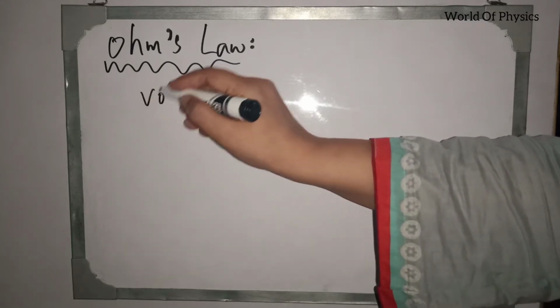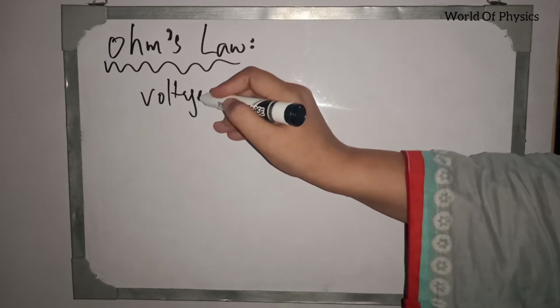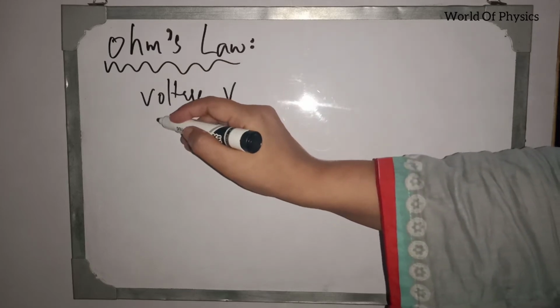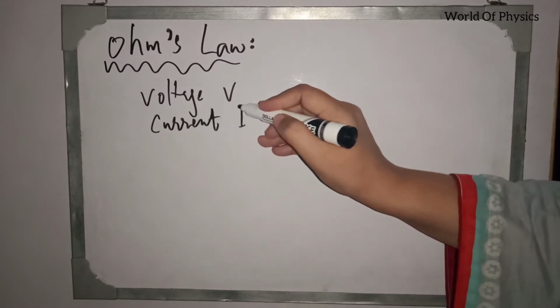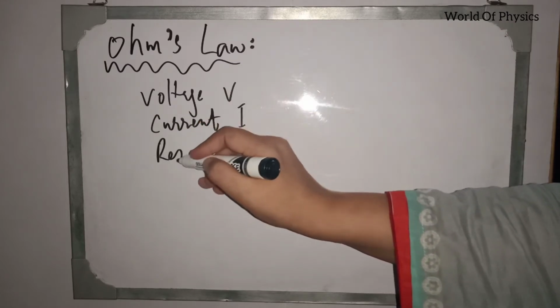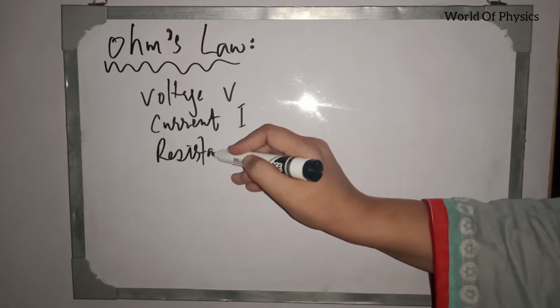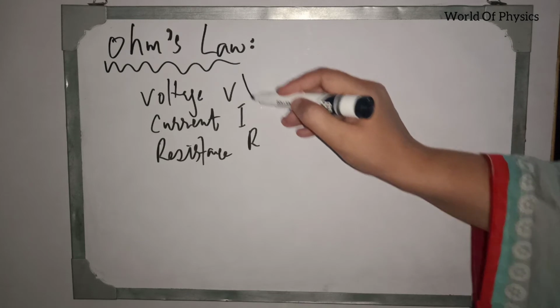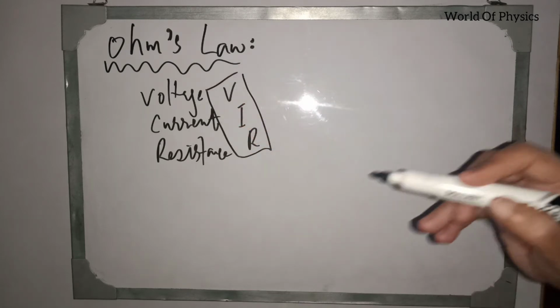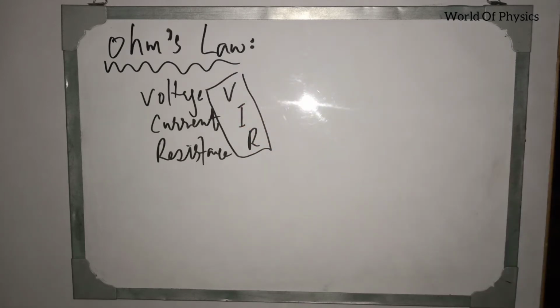First is called voltage, that is V. Second is called current, that is I. Third is called resistance, that is R. So Ohm's law is basically a relationship of these three quantities: voltage, current and resistance in a DC circuit. This was discovered by German scientist Georg Simon Ohm in 1826.